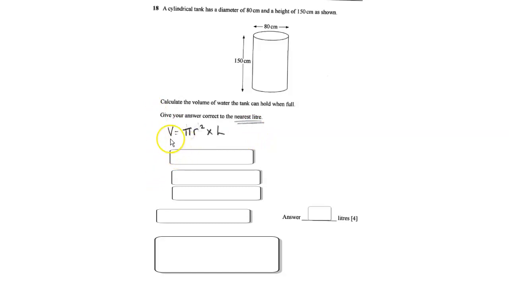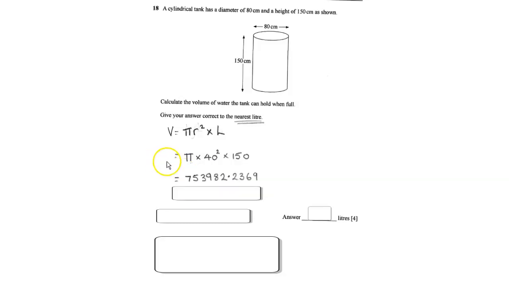So the formula for the volume of a cylinder is pi r squared, which is the area of the circle or the cross section of this, times by the length. Sometimes it can be times by height. So this is basically your length here. You've got pi r squared, so it's pi times 40 squared. The 40 comes because 80 is the diameter, so 40 would be the radius. So pi times 40 squared times 150.